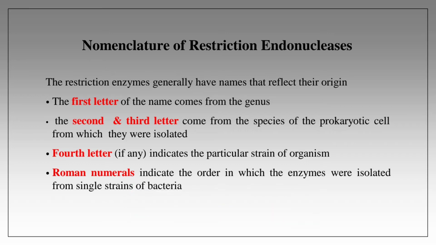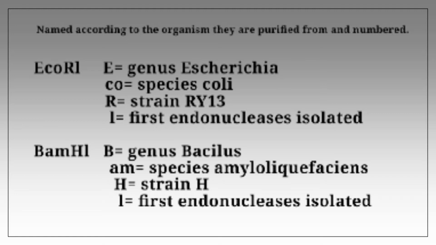Roman numerals indicate the order in which the enzymes were isolated from single strains of bacteria. Here is an example of restriction endonucleases.